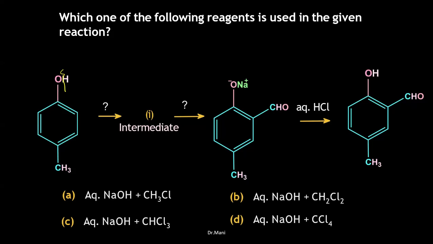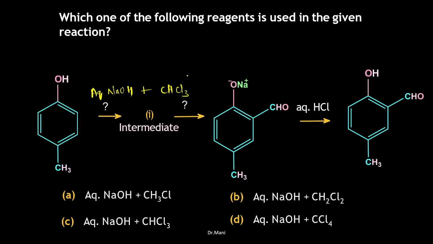So will it be option C? Yeah, it's option C. So just remember this one: in presence of aqueous NaOH and CHCl3, it will give ONa. Actually, it will give this way.